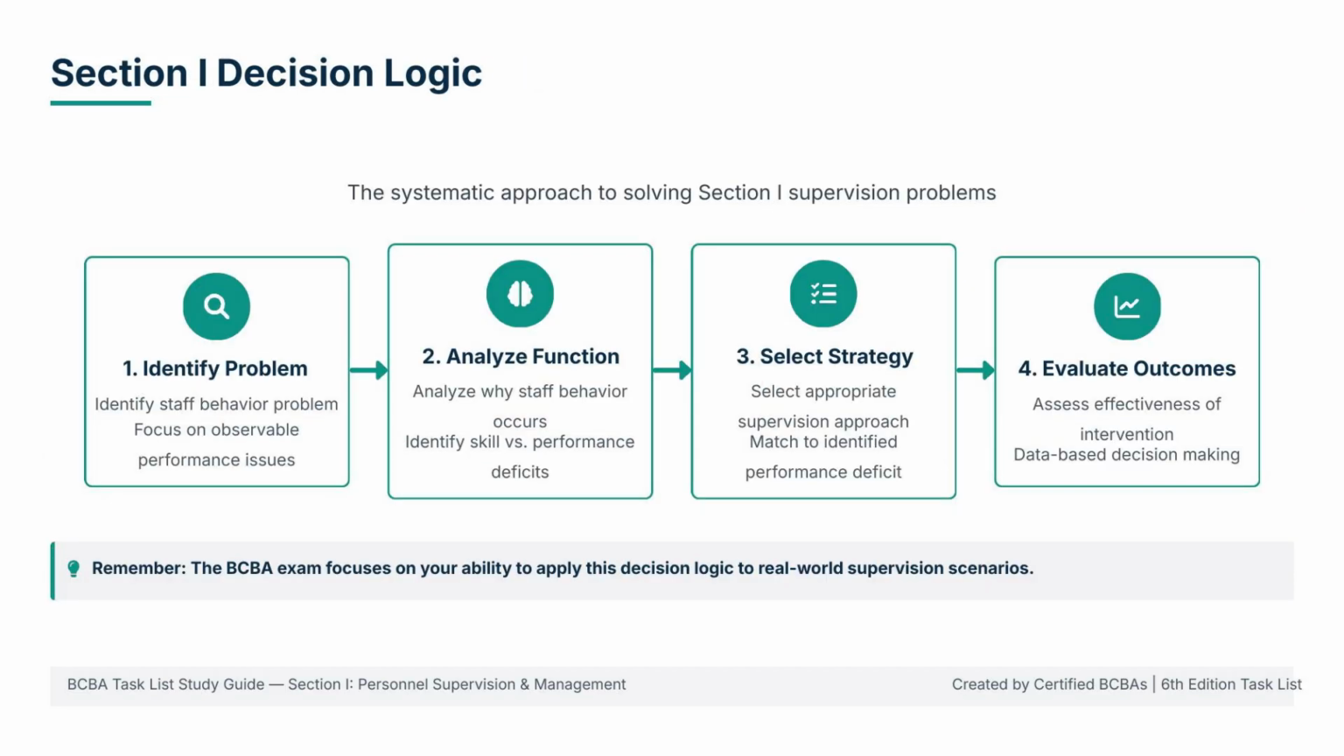Section 1 decision logic follows a clear sequence. First, identify the staff performance problem. Next, analyze the function of that behavior. Then select an appropriate supervision strategy and evaluate outcomes using data.